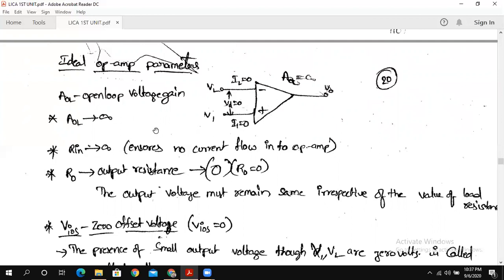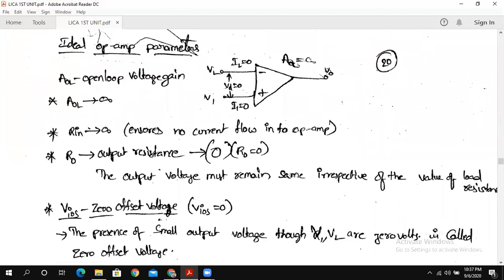For an ideal op amp, we consider AOL must be infinity. The open loop voltage gain must be very high, that is infinite. Coming to the input resistance, the input resistance of the operational amplifier must be infinity, which ensures that the op amp input terminals do not draw any current. So no current flows into the operational amplifier.